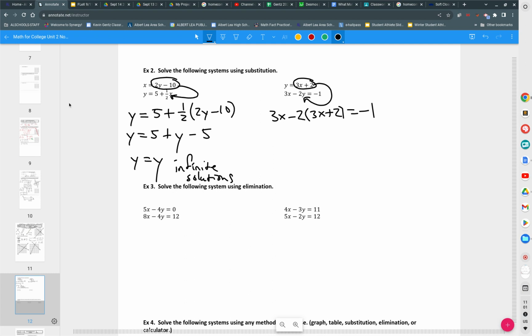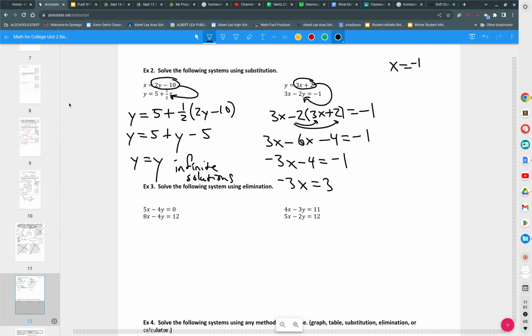I distribute the -2, and I get 3x minus 6x minus 4 is -1. Combine my x values together, I get a -3x minus 4 is -1. Add my 4 to both sides, -3x is +3. That means I have an x value of -1.